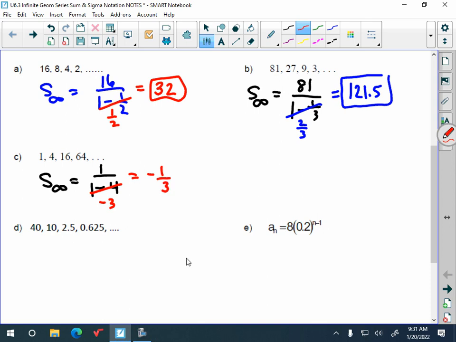Now, if we were to take our sum there, or the sequence, and take 1 plus 4 plus 16 plus 64 and keep it going forever, we can see that it doesn't make sense that the answer would be -1/3. And the reason why is because r is outside the boundary of 0 to 1. It has to be a fraction between 0 and 1. And so that doesn't make sense, so we just write no sum. It goes on forever. It's infinity.